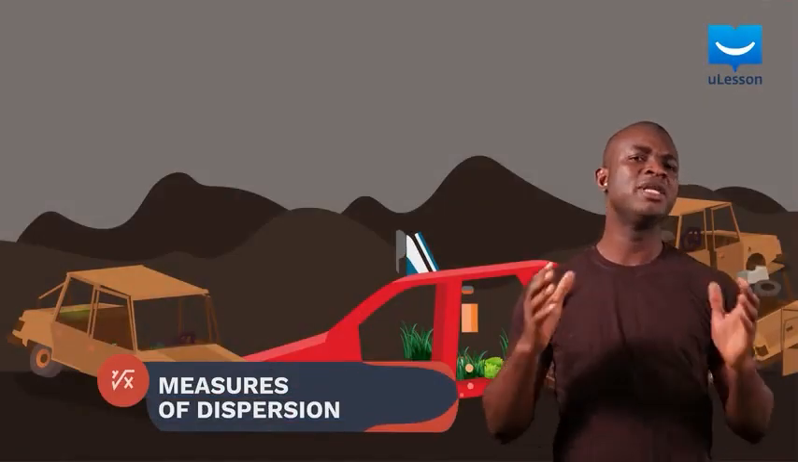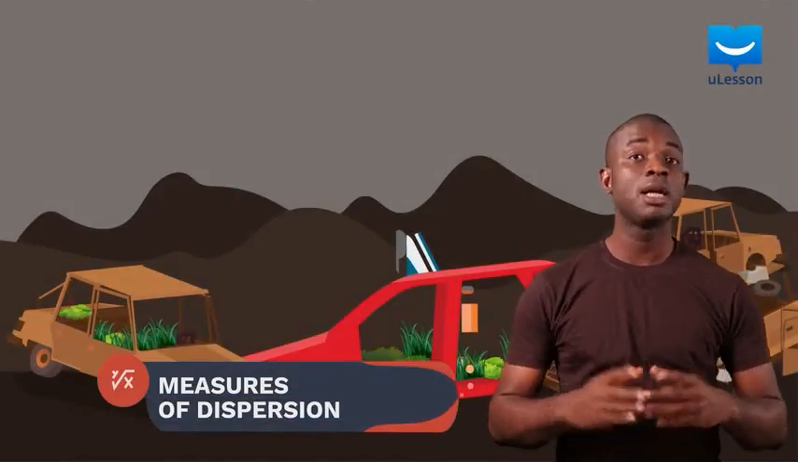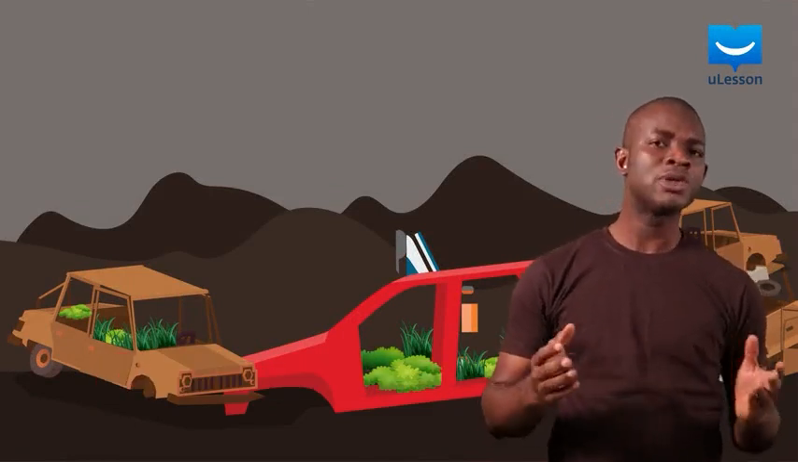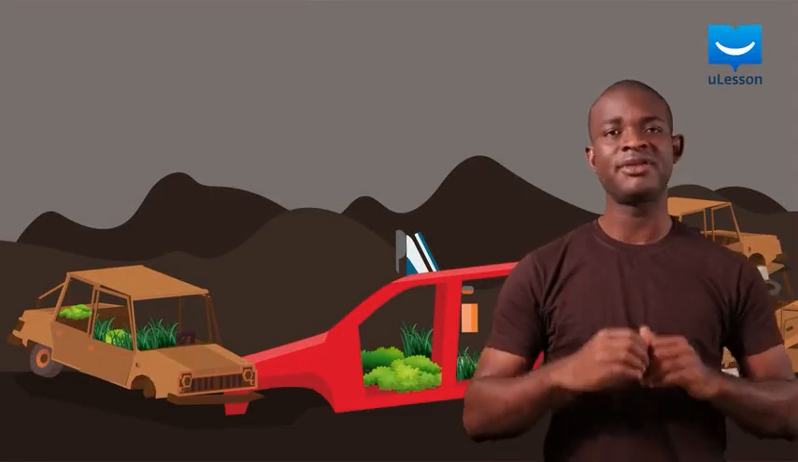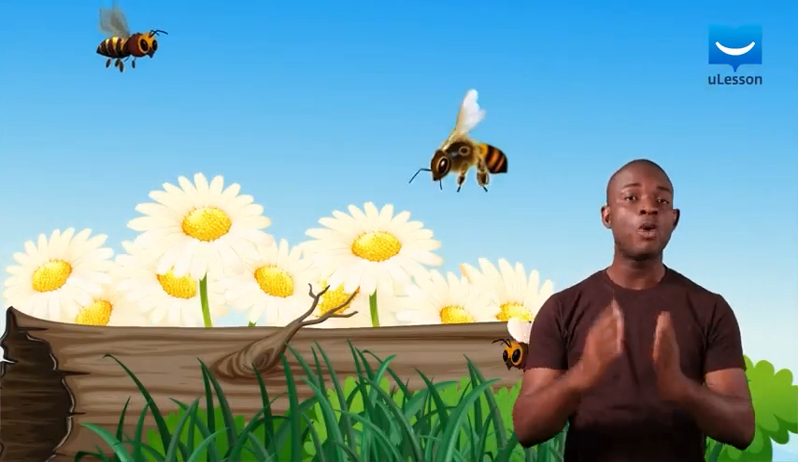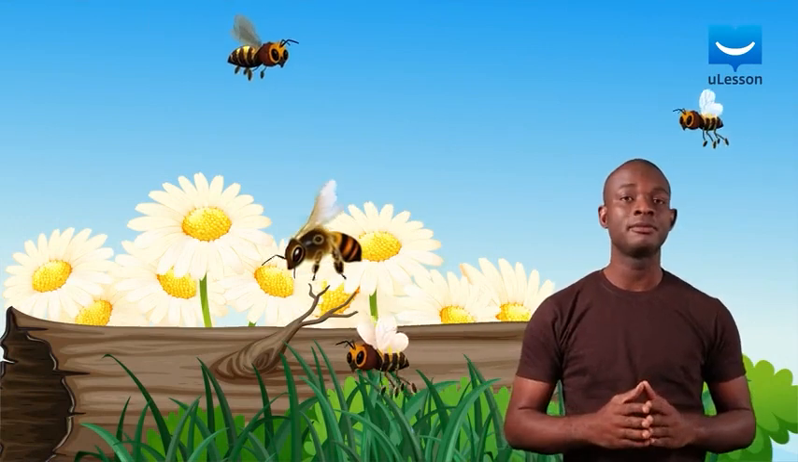Have you ever seen a plant in the most unlikely place? Like plants growing in an abandoned vehicle. You might wonder how these plants got there. These are the culprits. They carry pollen grains of flowers from one place to another.